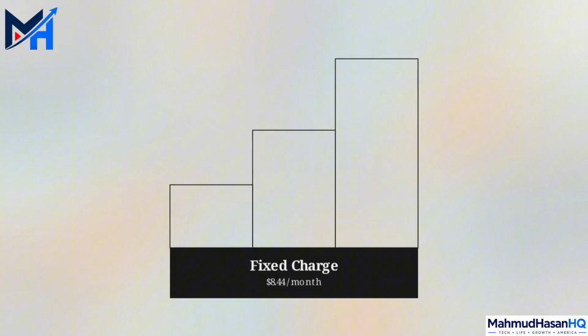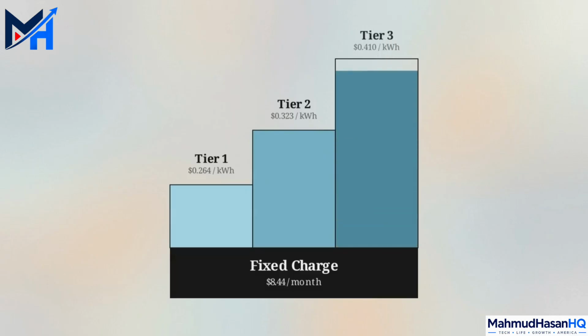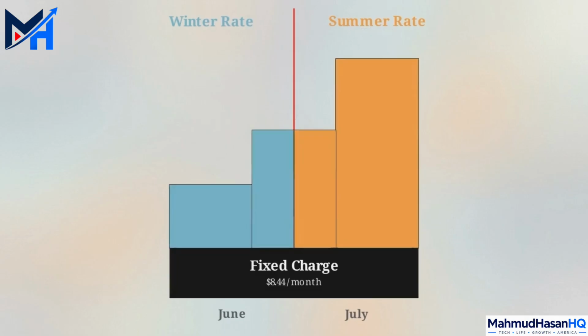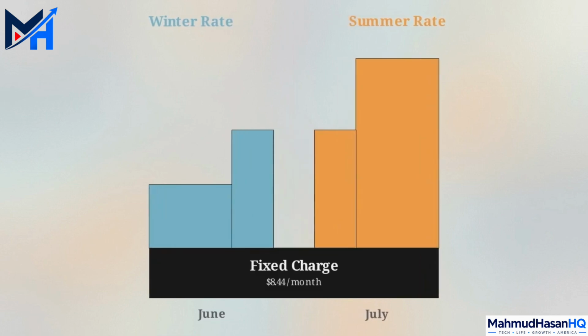Now watch as the usage block morphs into a staircase. Many utilities use a tiered pricing structure. The cost per kilowatt hour actually increases as your total consumption climbs onto those higher steps. As this vertical line splits the staircase into 2 distinct seasonal zones, it shows how a billing period crossing from a cheaper winter schedule to an expensive summer rate triggers a prorated calculation. The exact same usage is split across 2 entirely different pricing rules.